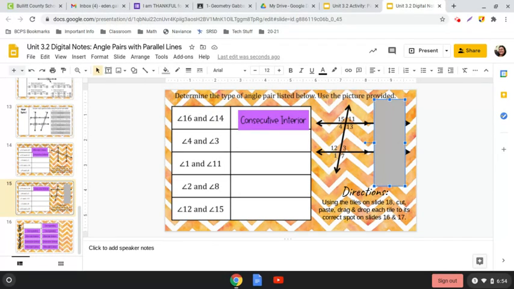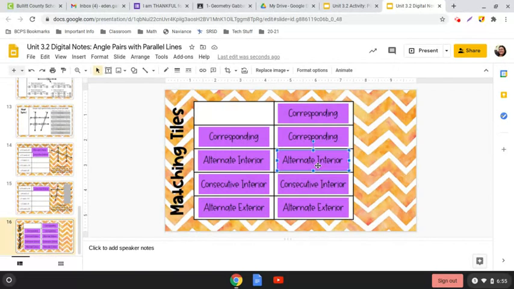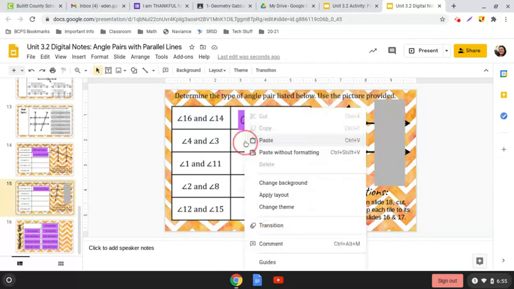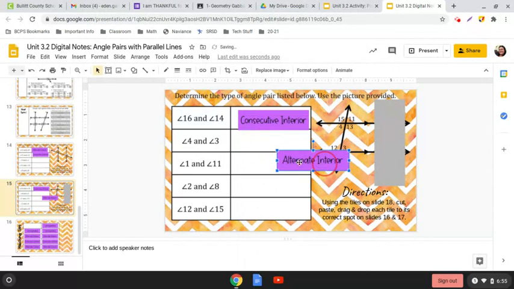All right, well, we've gotten that far. They're interior. And are they on the same side of the transversal, or are they on opposite sides across the transversal from each other? Well, these are going to be across the transversal from each other. So they're going to be alternate. So alternate interior. Alternate interior. And we put our little alternate interior right there.